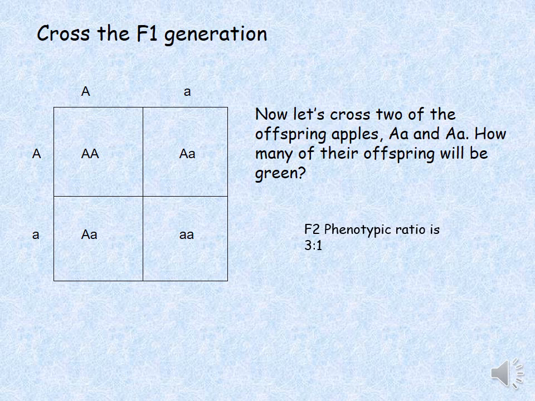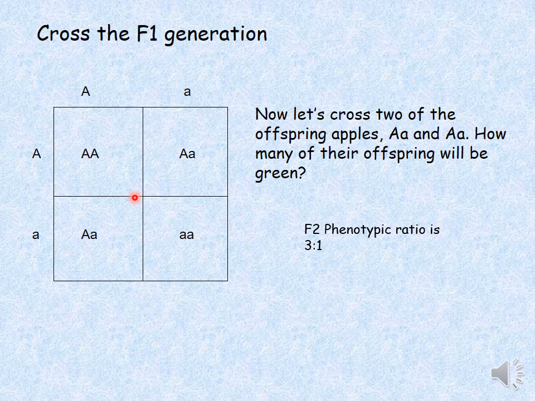This is now the F2 generation, because for F2, we've crossed two of the F1s. So this next generation here is the F2 generation. And this is the generation that we're actually going to see the differences. We're going to see the recessive allele being expressed in the phenotype.